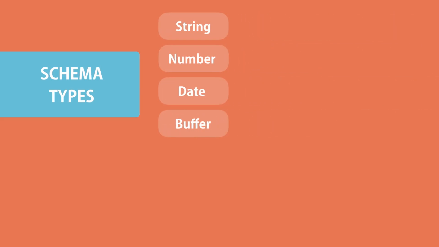So here is the list of types we can use when creating a schema. We have string, number, date, buffer, which we use for storing binary data, Boolean, ObjectID, which is used for assigning unique identifiers, and array. Next, I'm going to show you how to create and save a document based on the course schema.